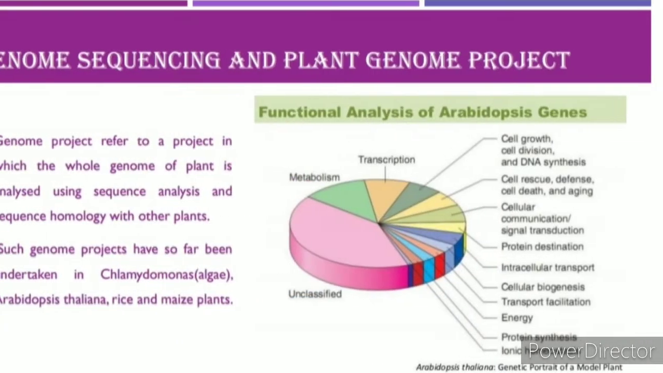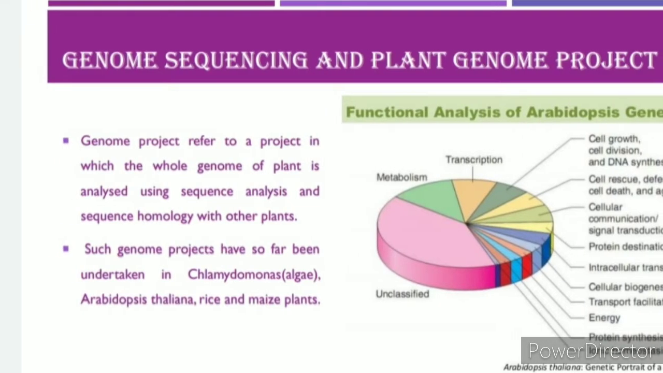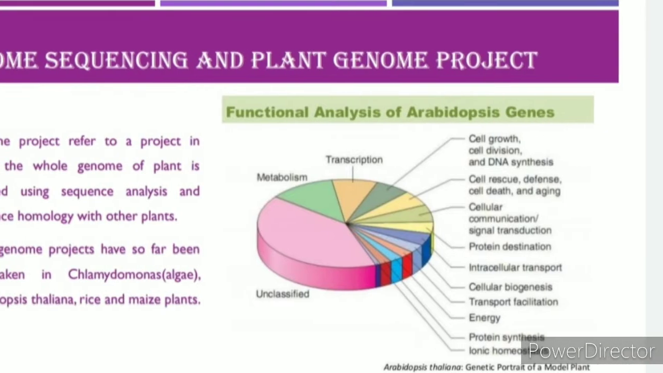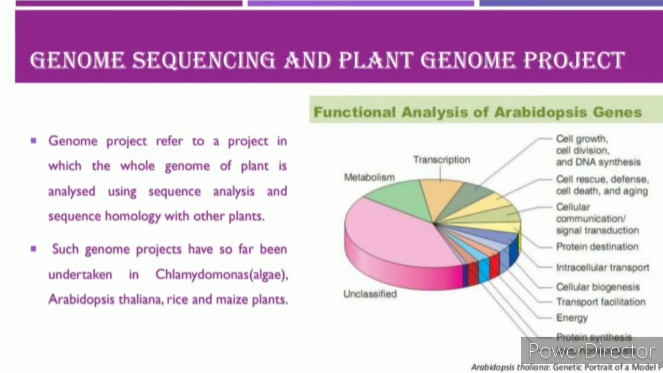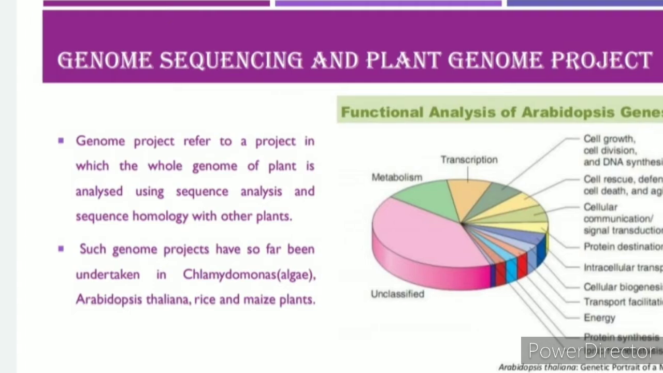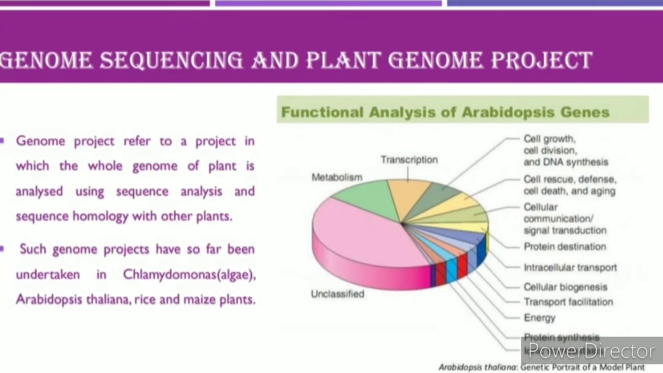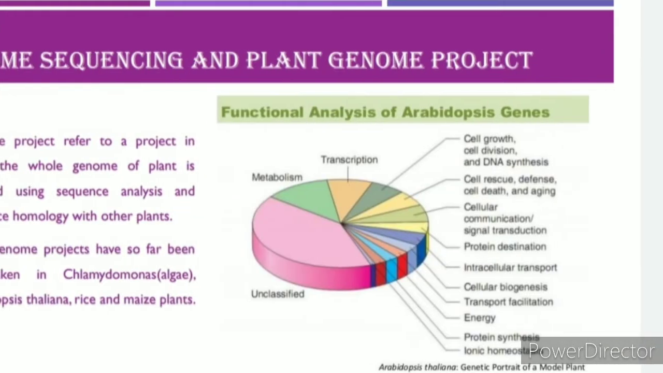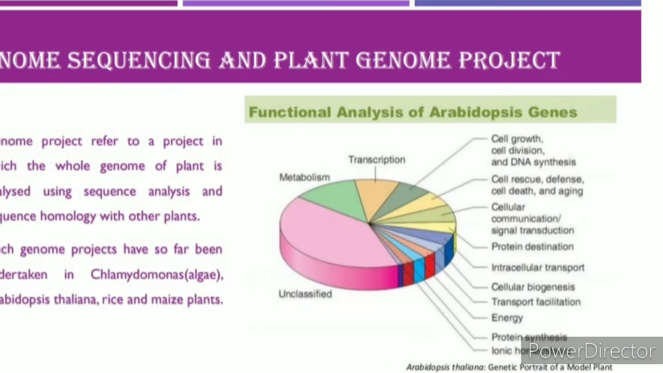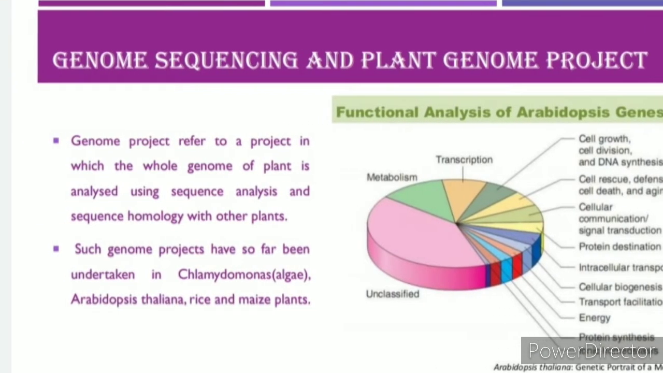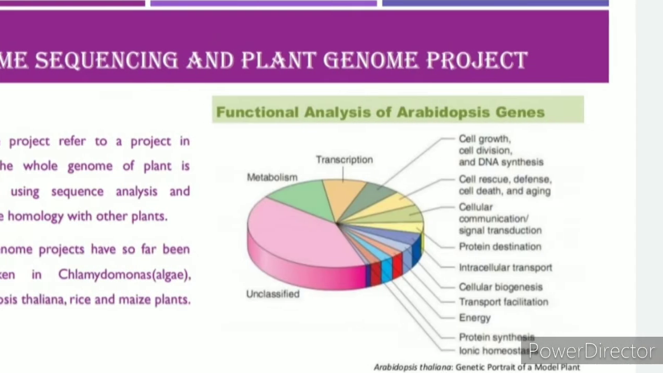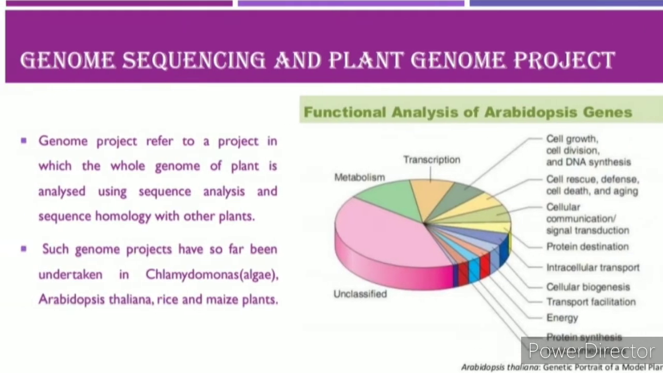Next one is genome sequencing and plant genome projects. What is a genome? The whole complement of genes that determine all characteristics of an organism is called genome. The genome may be nuclear genome, mitochondrial genome or plastid genome. A genome project aims to discover all genes and their function in a particular species. Such genome projects have so far been undertaken in Chlamydomonas, a kind of algae, Arabidopsis thaliana, it is commonly called tale cress, then rice and maize plants.